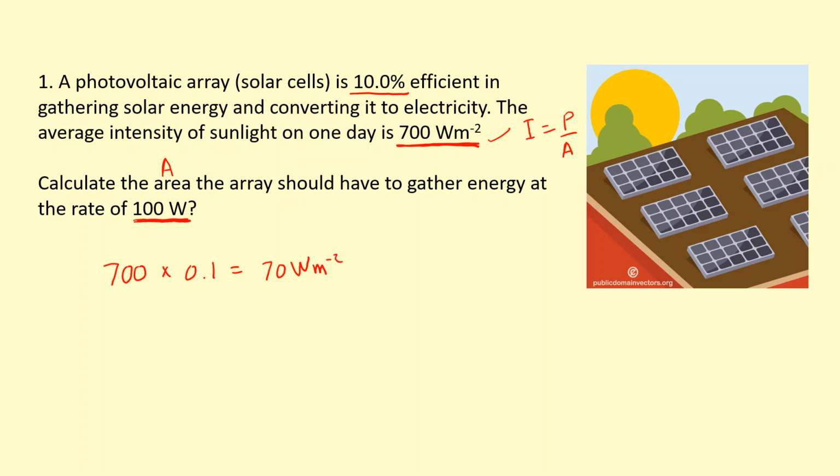The thing is, I don't want to get 70 watts, I want to get 100 watts. So obviously we're going to need more area than a meter squared. So we need 70 watts per meter squared times some area, which will have the units of meter squared, to give us 100 watts. So A equals 100 divided by 70. That gives me an area of 1.43 meters squared, and that makes sense. We want a slightly larger area than 1 meter squared to gather 100 watts of energy.